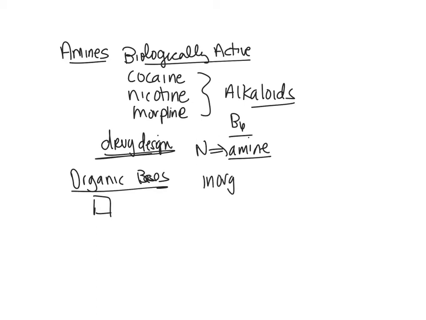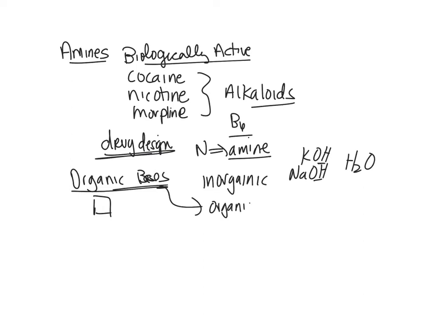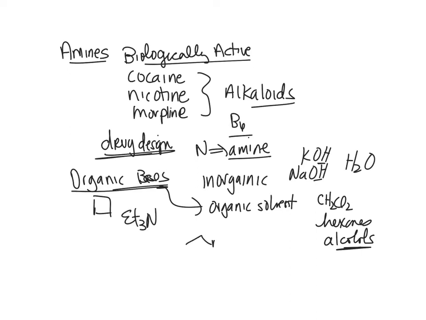Inorganic bases that you're familiar with are sodium hydroxide or potassium hydroxide. You think of those hydroxides, and those are in water, okay? But organic bases, you get to put them in organic solvents. Organic solvents are like maybe dichloromethane, hexanes, or even alcohols. If you need a base, triethylamine is a base, and it is soluble in the organic solvents. So we'll talk about how to rank the basicity of your amines.